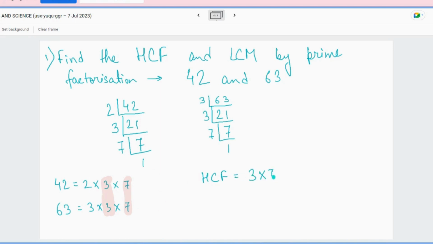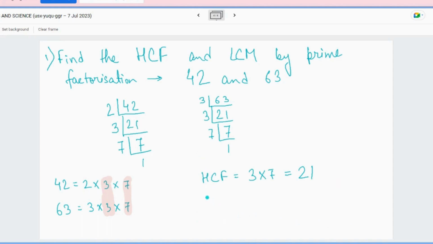Because remember, for HCF, both the numbers need to be divisible by the same number. So both the numbers are divisible by 3 and both 42 and 63 are divisible by 7. So my HCF is 21. Now over here 2 is also there. 42 is divisible by 2 also. But HCF e 2 ta kono kaaje lagbe na. Because 63 is not divisible by 2. It is not a common factor for both of them.